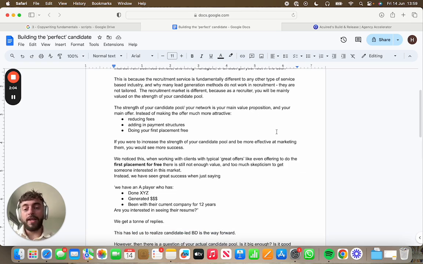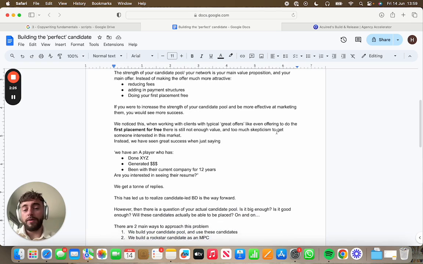So the strength of your candidate pool and your network is your main value proposition and your main offer. So instead of making the offer more attractive in theory terms, by reducing fees, adding in payment structures or payment plans, or doing your first placement free, if you were to actually increase the strength of your candidate pool and be more effective at marketing them, you would see more success and you wouldn't have to compete on price. We noticed this when working with clients with typical great offers, even offering to do a first placement for free. We even took it to the extreme and tested this, where we just said we would do a placement for free. End of, right? There's no commitment to stay on after that. And there still was not enough value in this approach for it to convert clients.